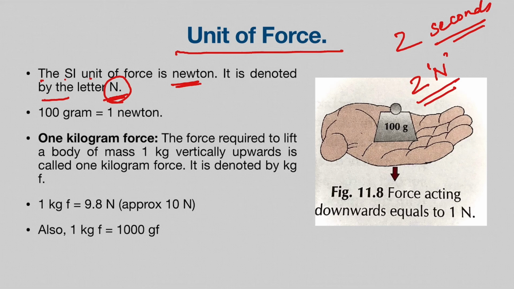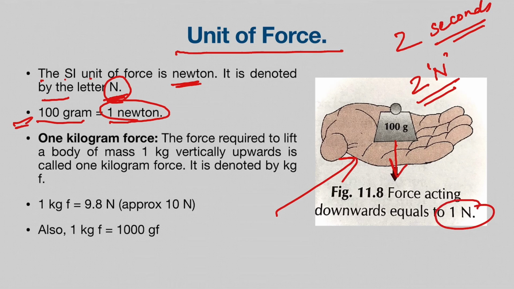So here the SI unit is Newton. 100 gram is equal to 1 Newton. So like here you look, you pick up 100 gram on your hand. Okay, the force that it will exert on your hand, that is downward force, right? It will have some weight. That force is equal to 1 Newton.